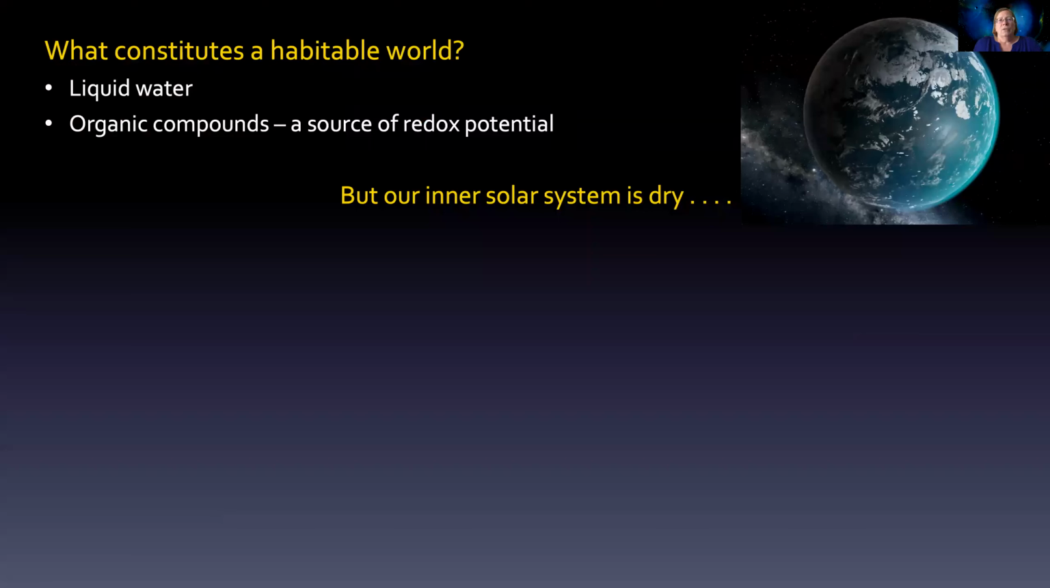So what constitutes a habitable world? Well, we need to have liquid water. And this, if it's on the surface of the planet, means that the planet is constrained to be within a particular distance of its host star. And we'd also like to have organic compounds, a source of redox potential. Now, just having a rocky planet at just the right distance might not be sufficient if we don't have enough water. So one question is, how much water?